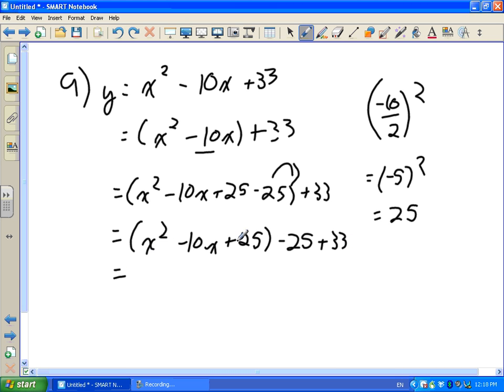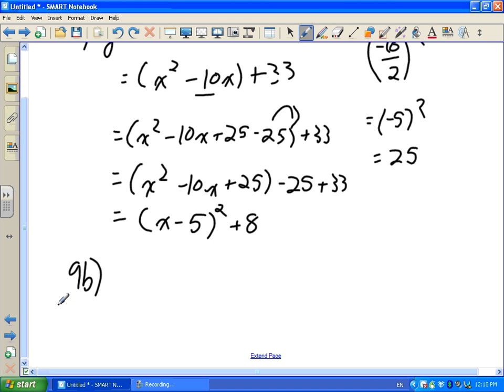The brackets are a perfect square trinomial. So the root of x squared is x. The root of 25 is 5. I bring down the negative, put the square. And I just have to equate the outside. Negative 25 plus 33 is positive 8. That's it. Now it's in vertex form.